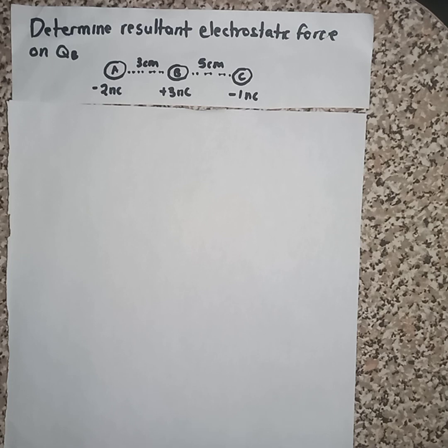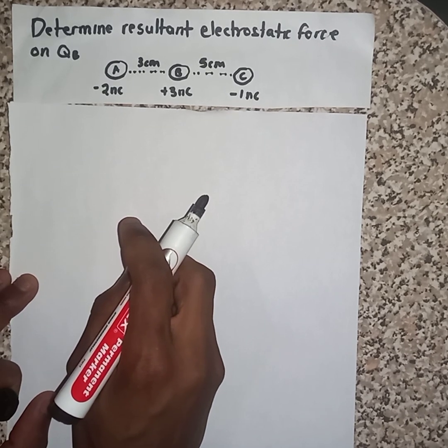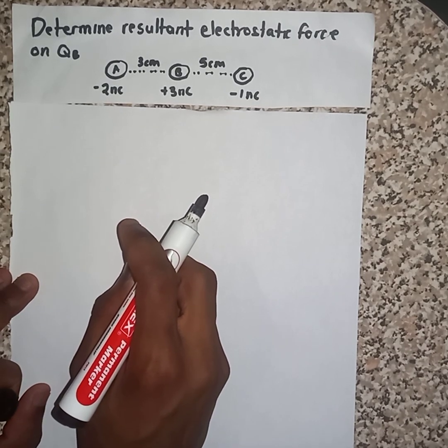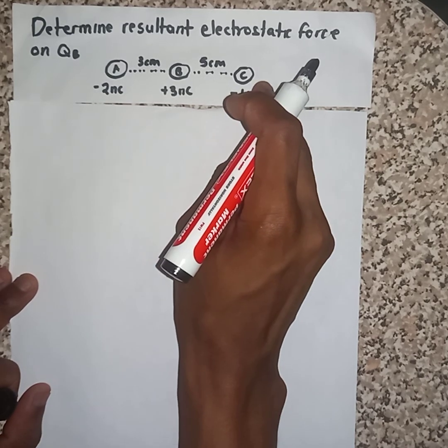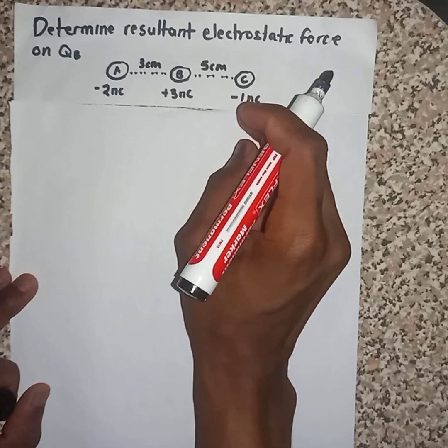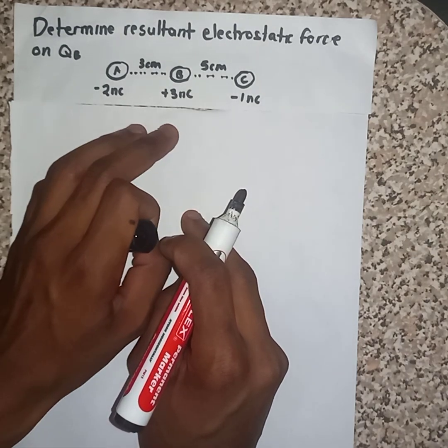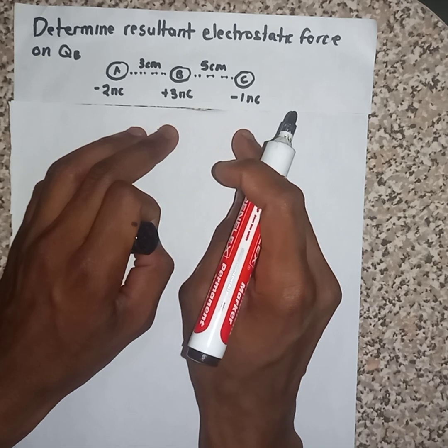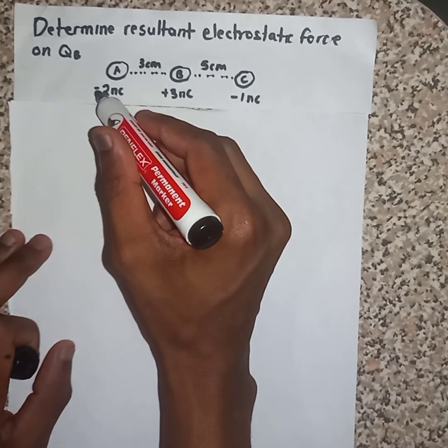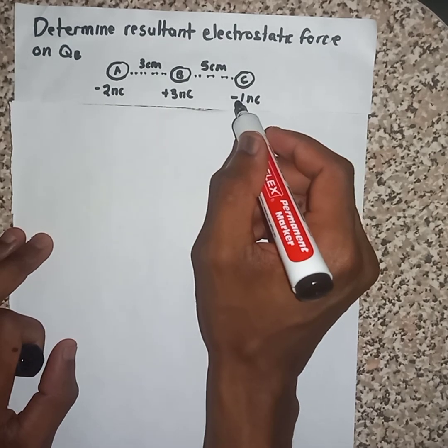Today we are going to answer this question of Coulomb's law, which states: determine the resultant electrostatic force on QB. For us to calculate the resultant electrostatic force that acts on QB, firstly we must draw a free body diagram. For a free body diagram on B relative to these two charges, we have to consider that we have a negative charge for A, positive for B, negative for C.